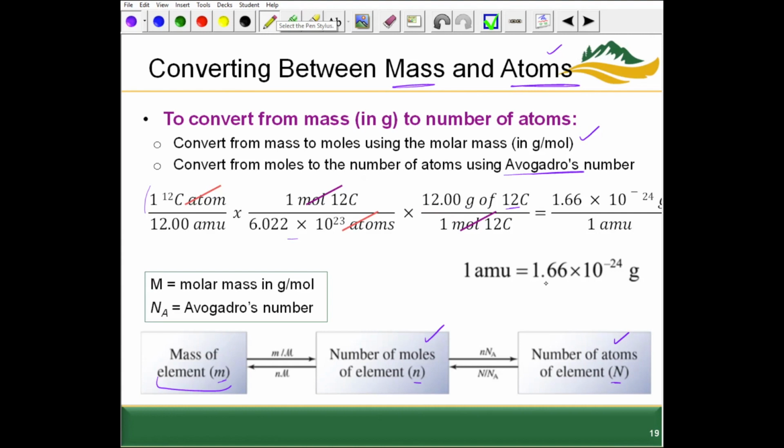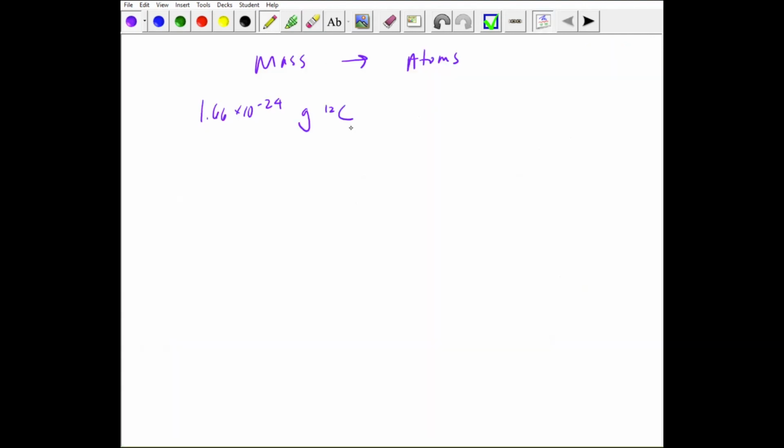For example, let's say we have 1.66 times 10 to the negative 24th grams of carbon-12. Let's say we have that many grams of carbon-12 and we want to go into atoms. When I write out questions like this, I like to label everything really clearly. So at this point we have grams, but we want atoms. The first step in this is to go to the number of moles. How do we go from grams of carbon-12 into moles of carbon-12? Well, we need the atomic mass, the average atomic mass. So for carbon, about 12.01 grams per mole. Where did we get this?